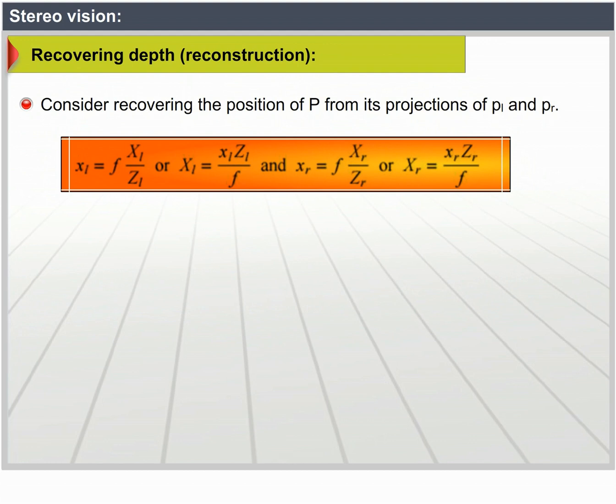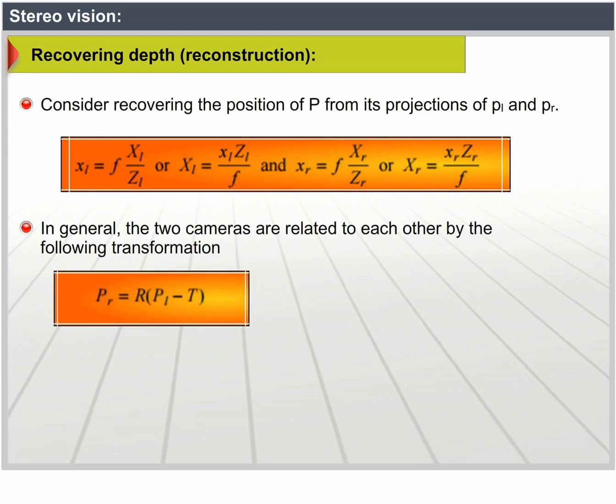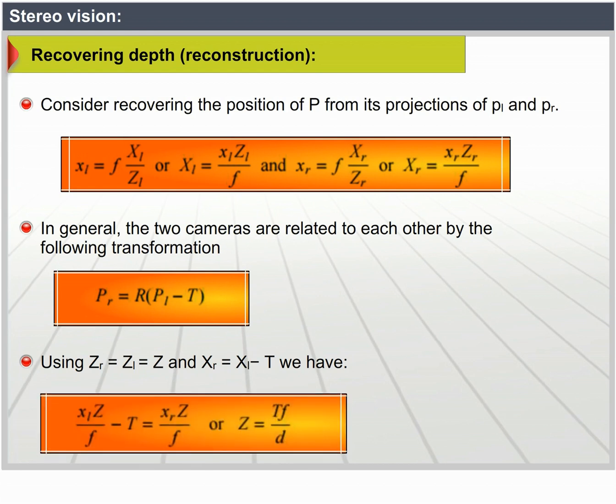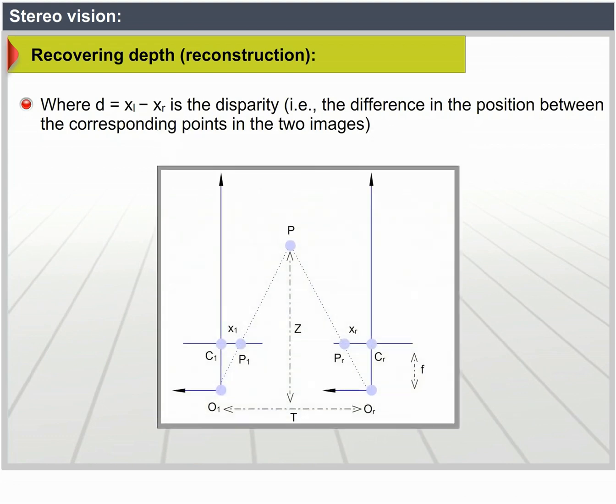In general, the two cameras are related by the following transformation. PR equals R into PL minus T. Using ZR equals ZL equals Z and XR equals XL minus T, we have XL Z by F minus T equals XR Z by F, or Z equals T F by D, where D equals XL minus XR is the disparity, that is, the difference in the position between the corresponding points in the two images.